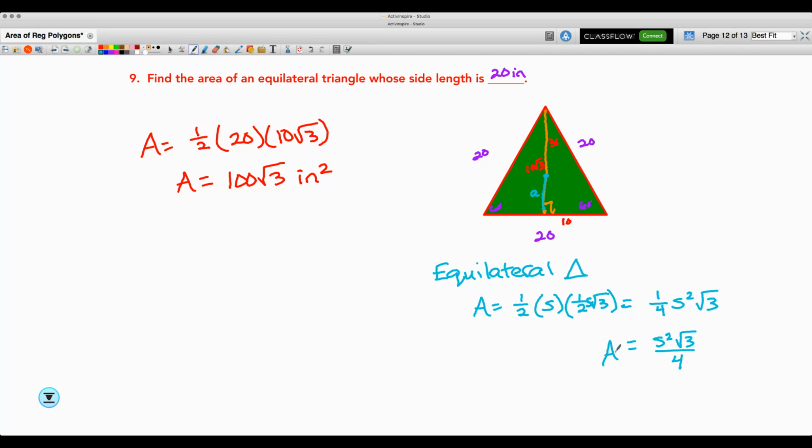So that's a quick formula for finding the area of an equilateral triangle. Or sometimes you'll see it written square root of 3 over 4 times side squared. So that's, of course, the same thing. But I just wanted to throw that out there, as a quick way to find the area of an equilateral triangle if you know the side length. So it's the side squared times the square root of 3 over 4.